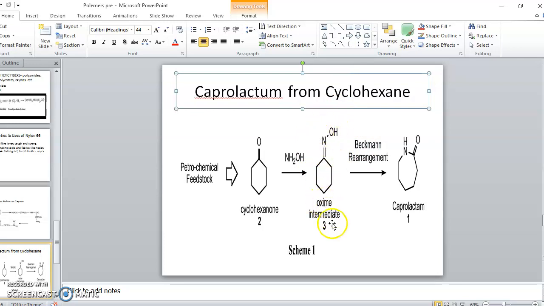It forms an oxime intermediate, which undergoes a rearrangement called the Beckmann rearrangement. Beckmann is the name of a scientist who found this rearrangement. That's why it is called the Beckmann rearrangement. So the oxime, through Beckmann rearrangement, gives the compound called caprolactam. Here you can see 1, 2, 3, 4, 5, 6, 7. Altogether there are 7 atoms. So this is your caprolactam.